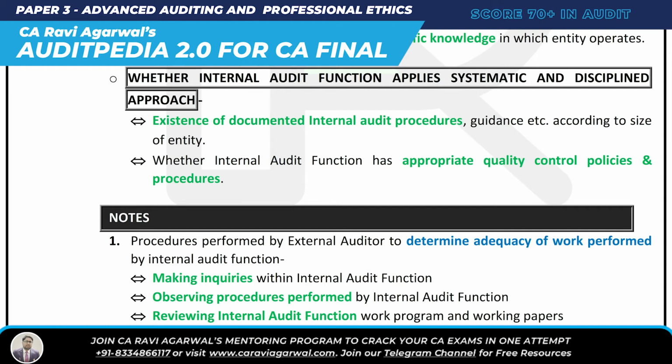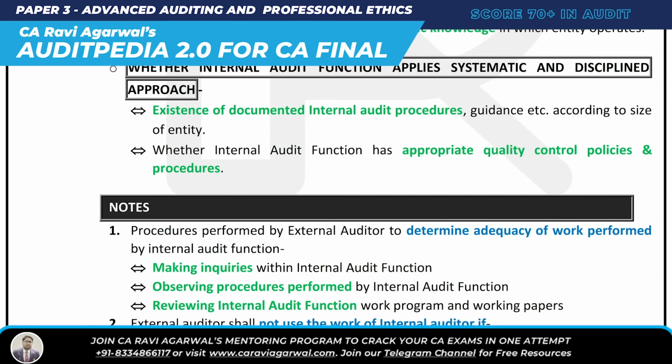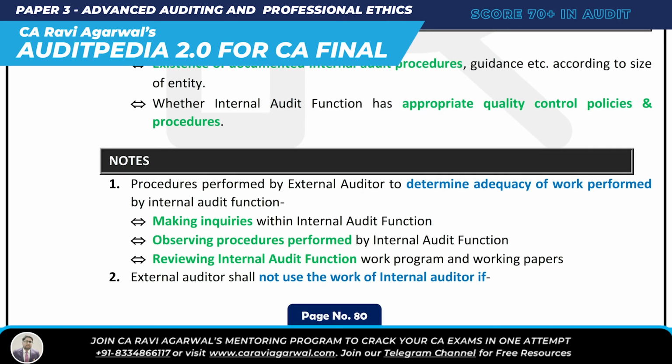See, what all procedures is the external auditor going to perform so that they can find out the adequacy of the work performed by the internal audit function? The external auditor is going to make inquiries from the internal audit function, observe procedures performed by the internal audit function, and then review the work of the internal audit function. So to see the adequacy of the work, you have to make inquiry, observe whatever audit procedure is performed, and review the work. Got it?